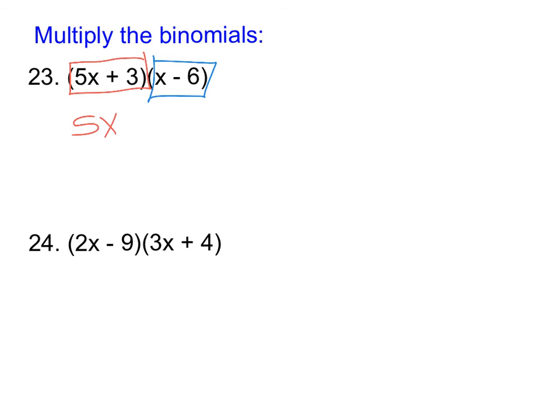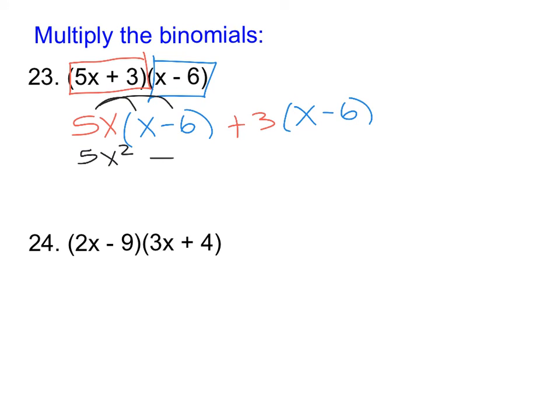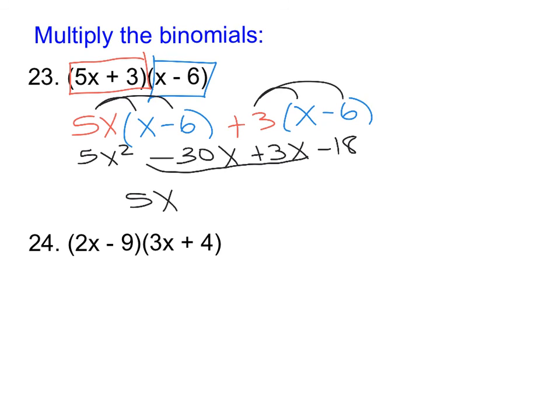So I've got my 5x this time, times my x minus 6, and then my 3 times my x minus 6. Distribute. 5x times x is 5x squared minus 30x. And now my 3x minus 18. Those middle two terms go together. 5x squared minus 27x minus 18.